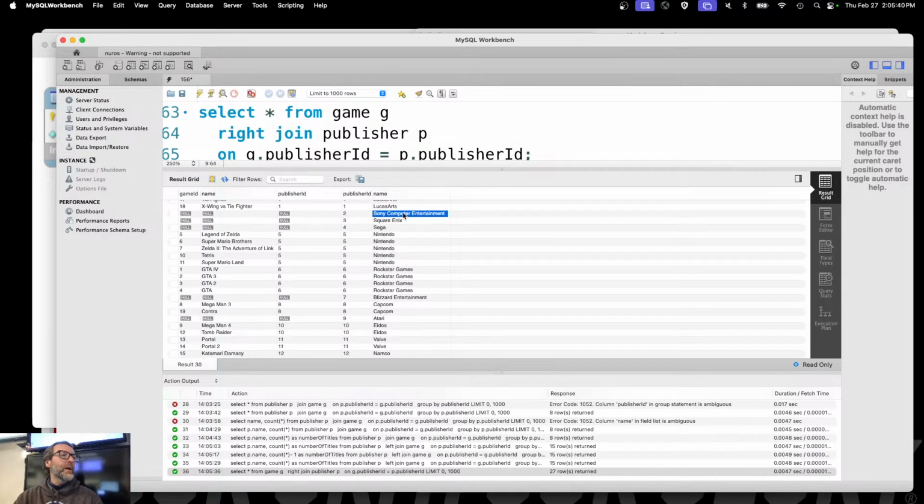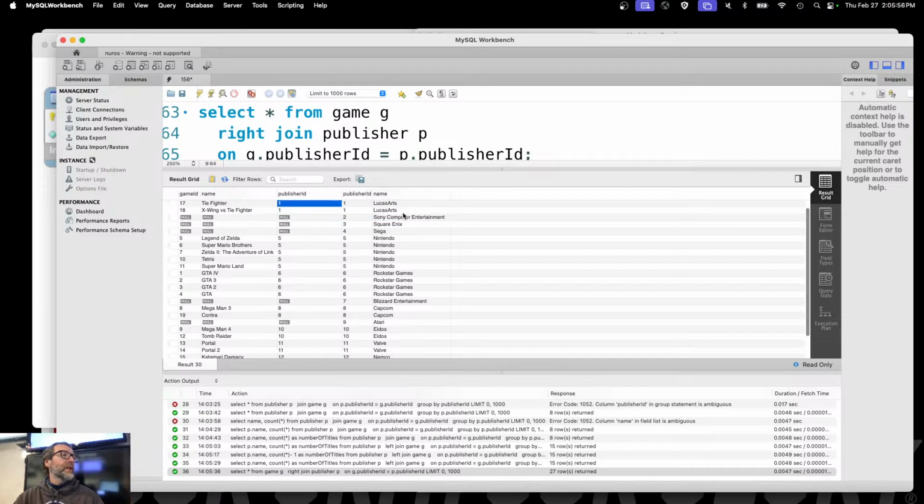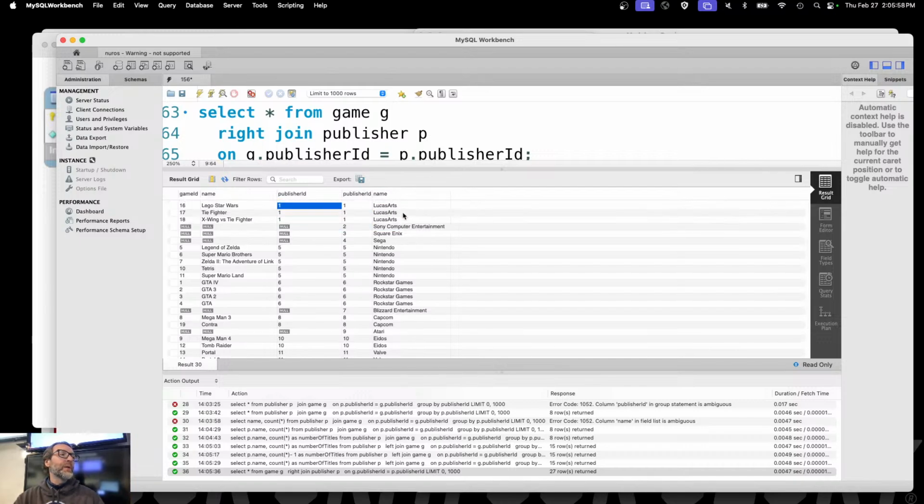Sony Computer Entertainment, excuse me. How many rows do you see with Sony Computer Entertainment? 1. That's why I'm getting the 1. I don't want to count rows. What do you want to count? So that these 3 things will be counted, but this thing right here will not be.